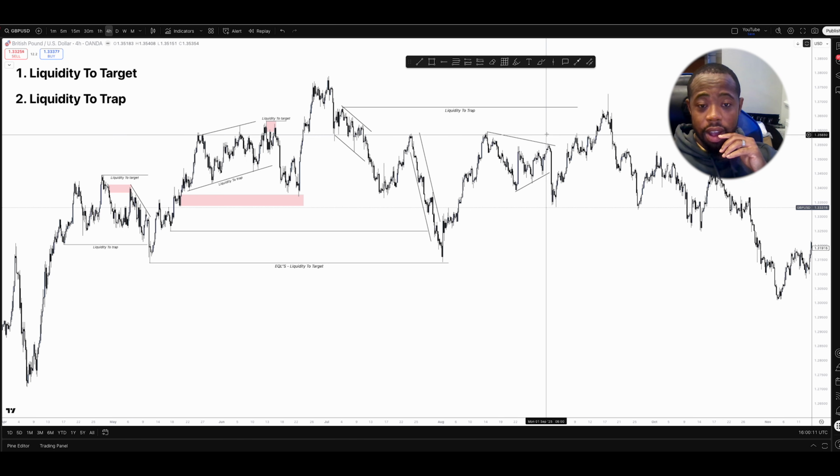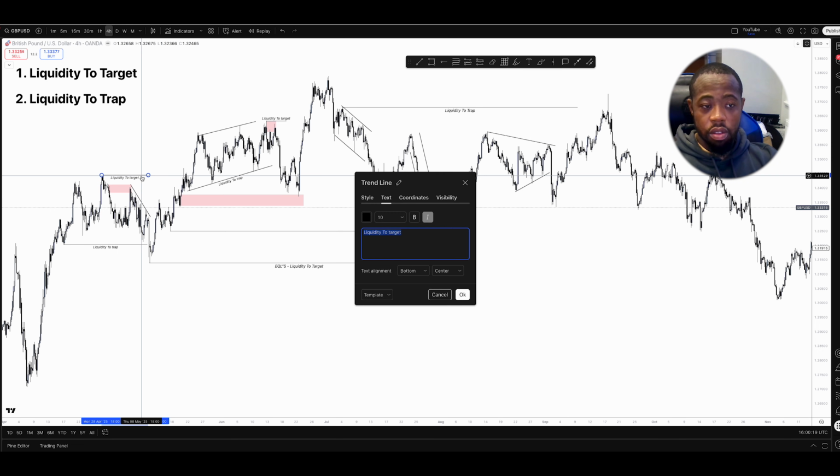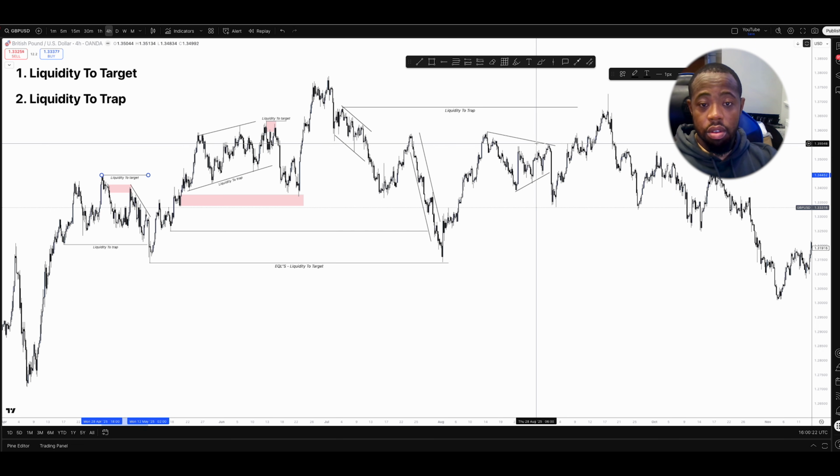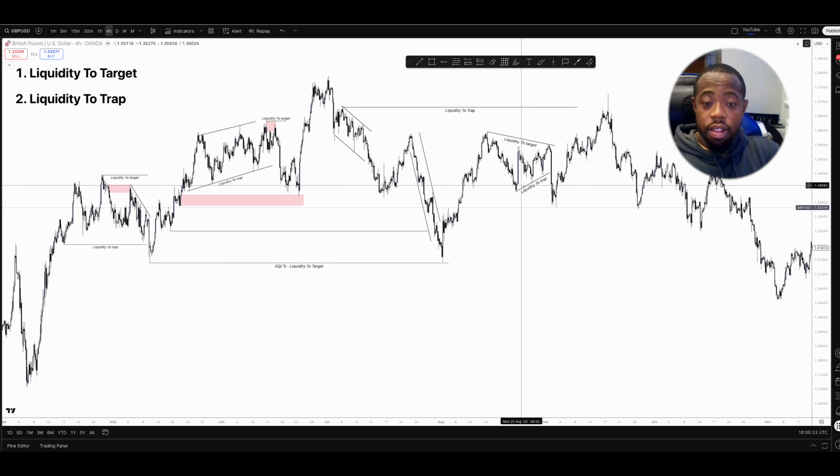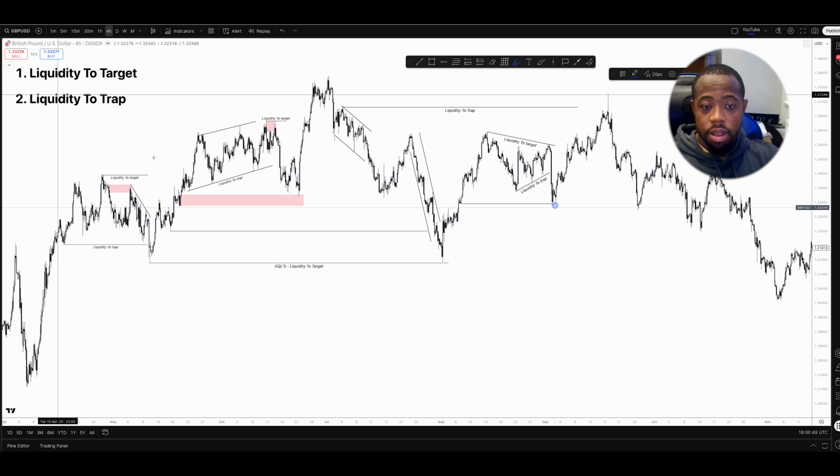Okay, so what do we have here? As we're moving higher, we've got our liquidity to target on the smaller time frame, and then we've got our what? Our liquidity to trap on that same time frame. So we've got liquidity now on both sides. One side's taken out here, taken out beautifully, as well as this internal structural point just before the imbalance. So we now have a position here that we could be involved in.